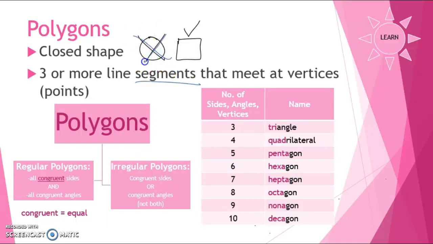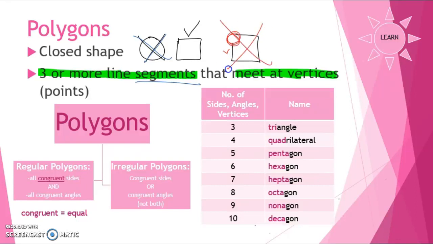So my circle is not a polygon because a polygon is created using line segments. And a polygon must have 3 or more line segments that meet at vertices. That is why an open shape like this one that does have line segments, but unfortunately it's open, is not a polygon.